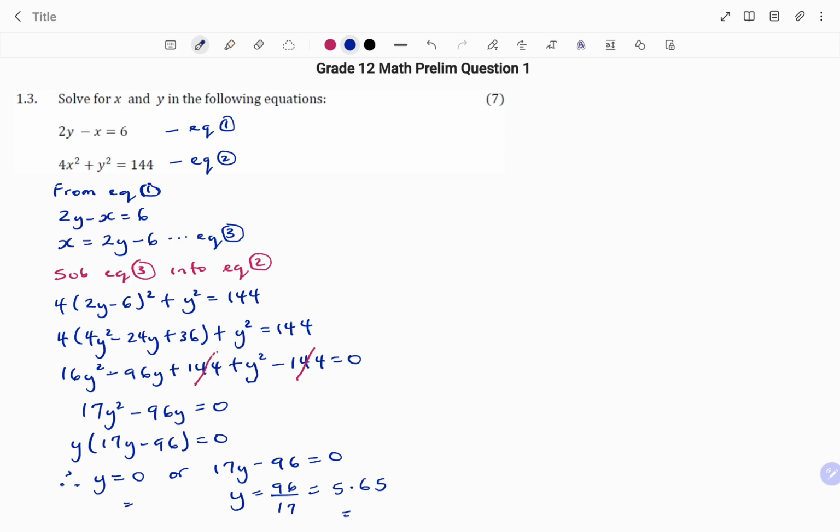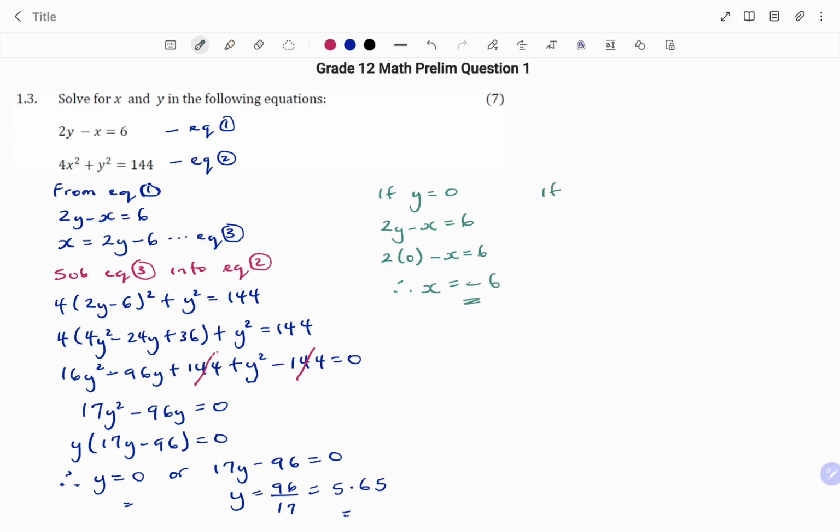Therefore, for each value of y, I'm going to find the corresponding value of x. So, if y equals 0, using my first equation, I have 2y minus x equals 6, so 2 multiplied by 0, which is the value of y, minus x equals 6. Therefore, my x will be equal to minus 6.